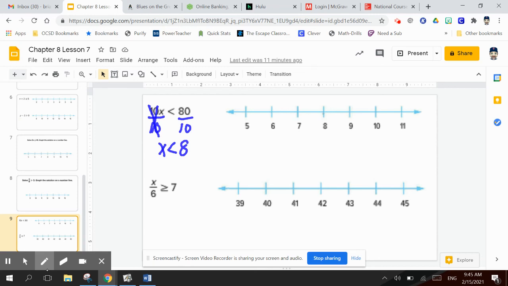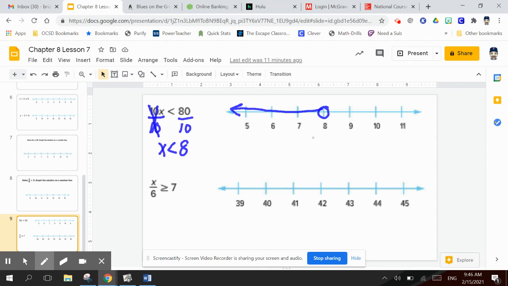So I go to my number line. I find 8. I put my circle around it. Less than, so I know it's an open circle because there's not a line underneath. And all numbers less than 8, which would be 7, 6, and 5. So I draw my arrow to the left to show all numbers less than 8.